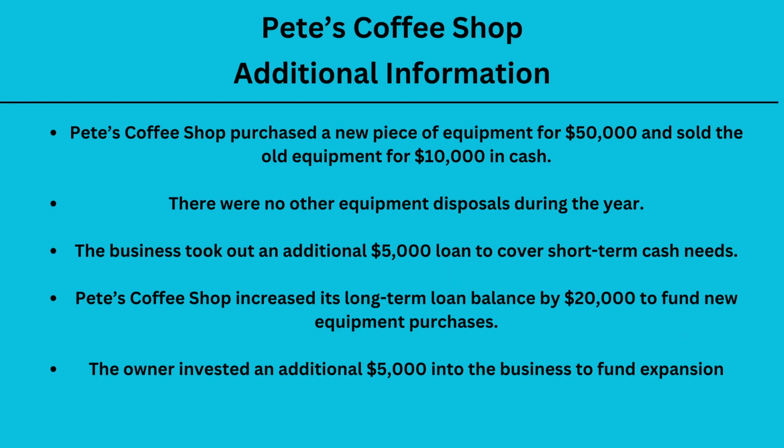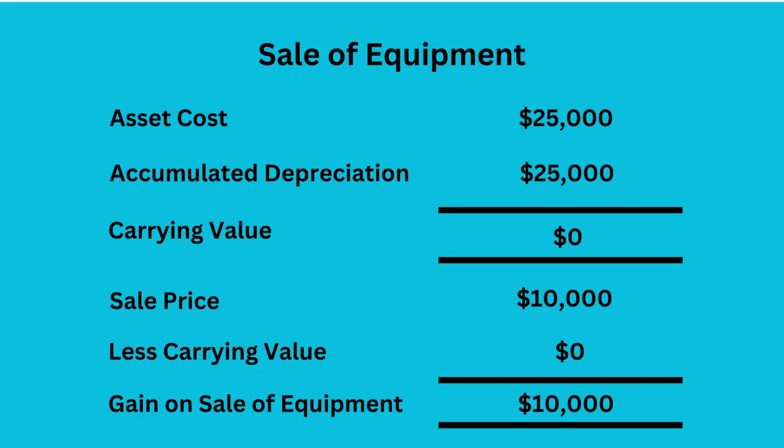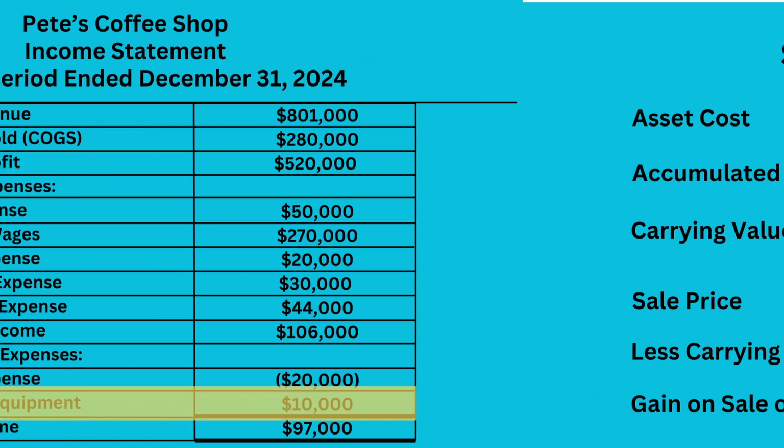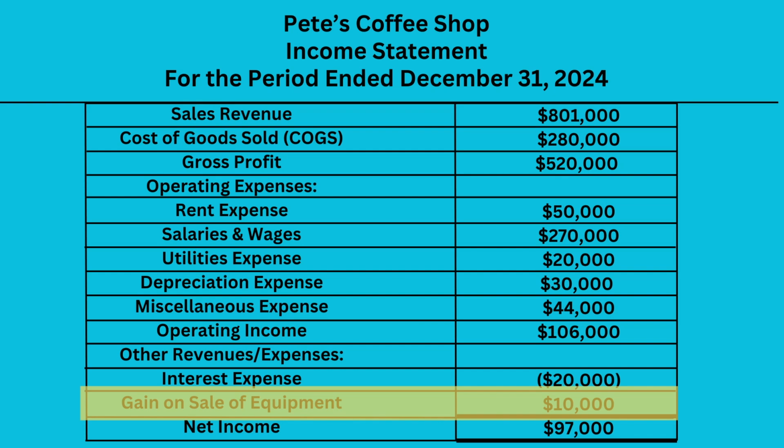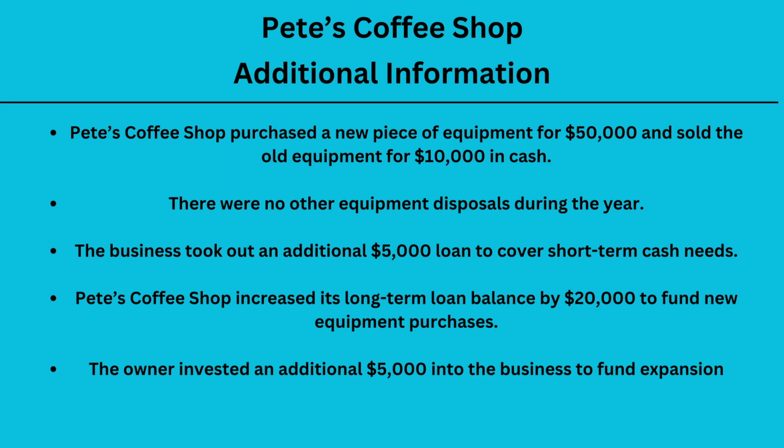Pete's Coffee Shop bought a new piece of equipment for $50,000 and sold the old equipment for $10,000 in cash. The equipment had an original cost of $25,000 and was fully depreciated at the time of sale. This resulted in a $10,000 gain because the sale price exceeded the carrying value of the asset. We can find this gain on the income statement. We also know that there were no other equipment disposals during the year.